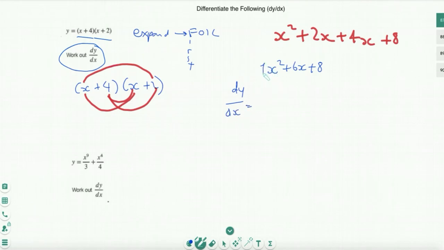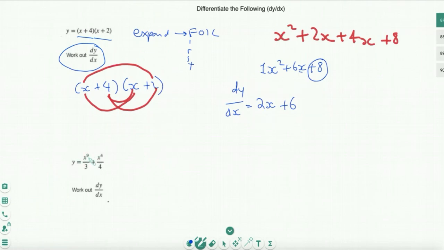X squared means 1x squared. 1 times 2 is 2x. Subtract the indice by 1. 2 minus 1 is 1. So 2x to the power of 1, basically just 2x. Plus 6x. Well, remember, when there's just a single x term, it just cancels out, leaving us just with 6. And if it's just a constant number by itself, it just disappears. So our answer is going to be 2x plus 6.